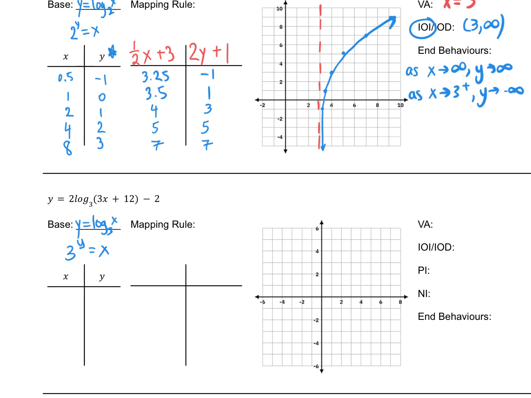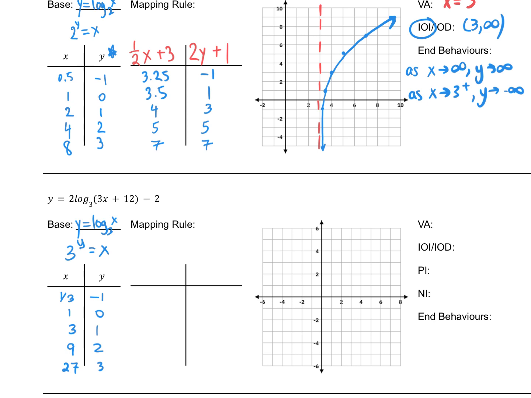And here's what we should have. I'm going to pick my y values. 3 to the negative 1 is a third, and I am going to keep my fraction here. Otherwise, I lose my accuracy. 3 to the 0 is 1, 3 to the 1 is 3, and 3 to the power of 2 is 9. And we can put another one, 3 to the power of 3 is 27, just in case it will fit on our graph.